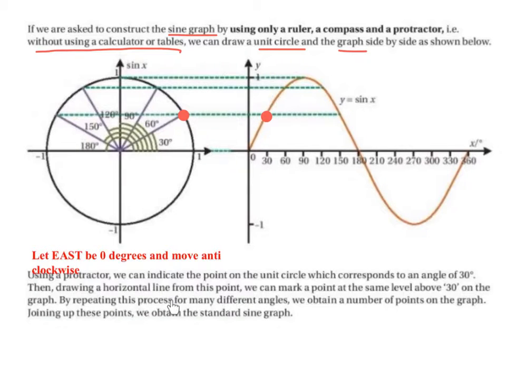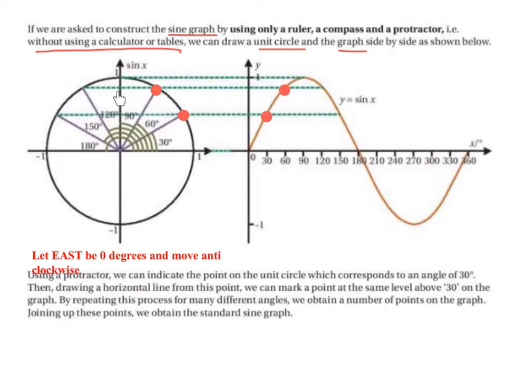By repeating this process for many different angles, we obtain a number of points on the graph. Joining up these points, we obtain the standard sine graph. So for example, we go up to 60 degrees, plot that point on the unit circle, and then draw a line across until we line up with 60 degrees on our x-axis and plot another point.